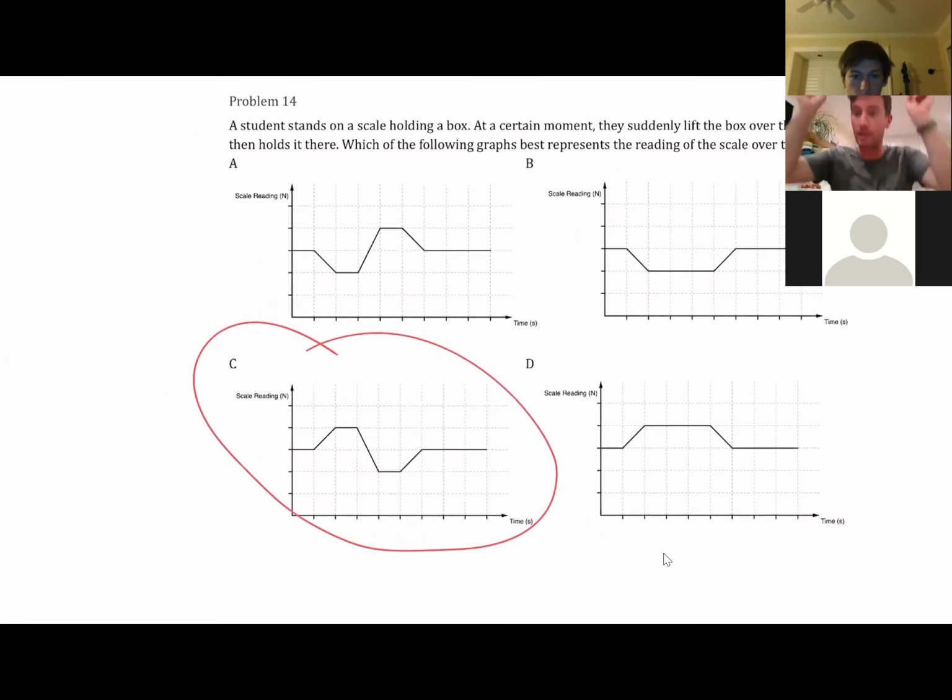Basically, you're making a jumping motion, right? As you jump, you push down real fast at first, so that increases your weight, and then you lift up a little bit, and that decreases your weight, and then you go back to normal. So C is an accurate reading. You're providing a push, so that's pushing you down, and then the momentum carries you upwards a little bit, and that decreases your weight. Nice.